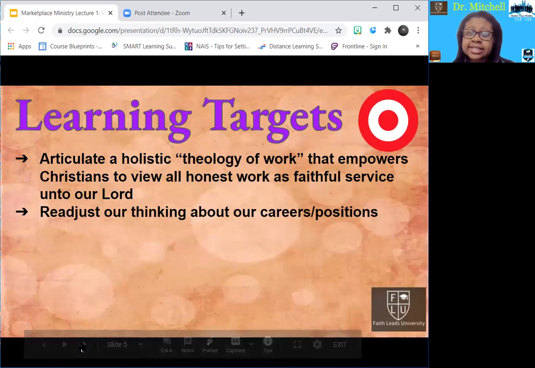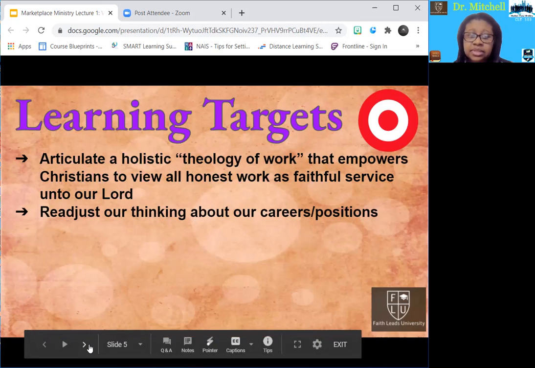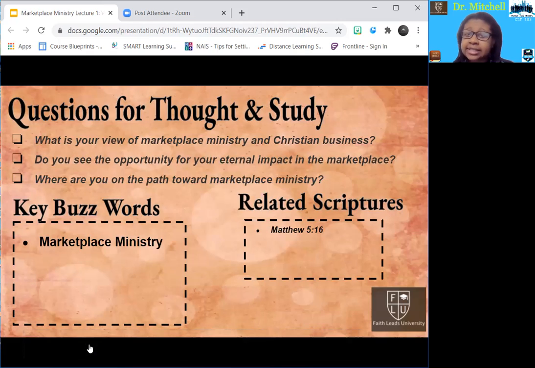Our learning targets are just two, but they're two powerful ones. One in particular: articulate a holistic theology of work that empowers Christians to view all work as faithful service unto the Lord. Readjust our thinking about our careers and positions as we confess that we are Christians. So we look at our questions for thought and study. What is your view of marketplace ministry and Christian business? Do you see the opportunity for your eternal impact in the marketplace? Where are you on the path toward marketplace ministry?